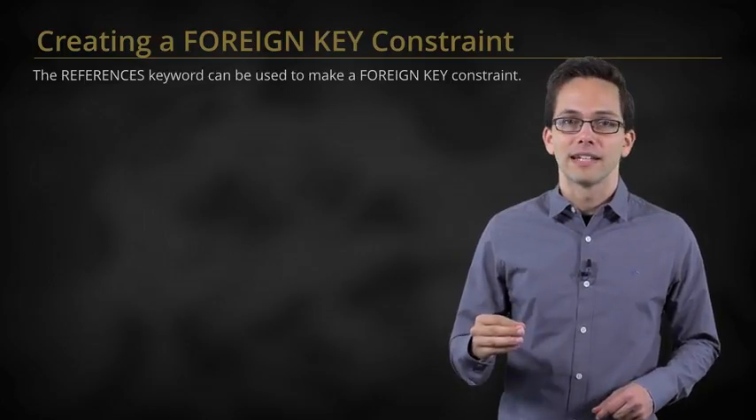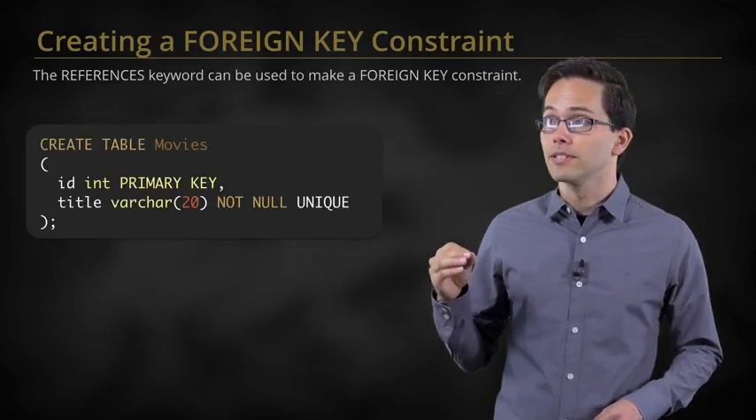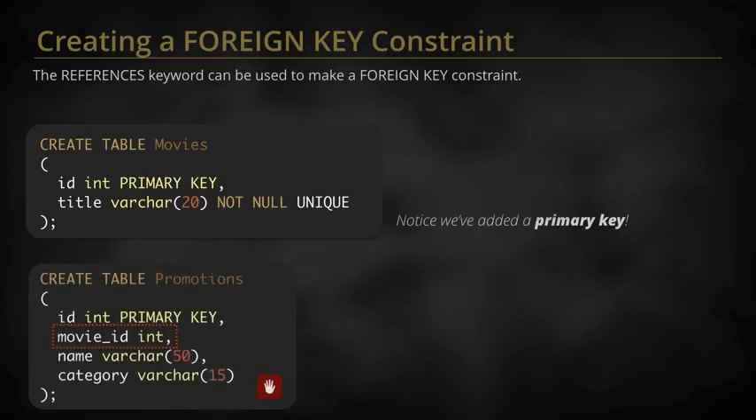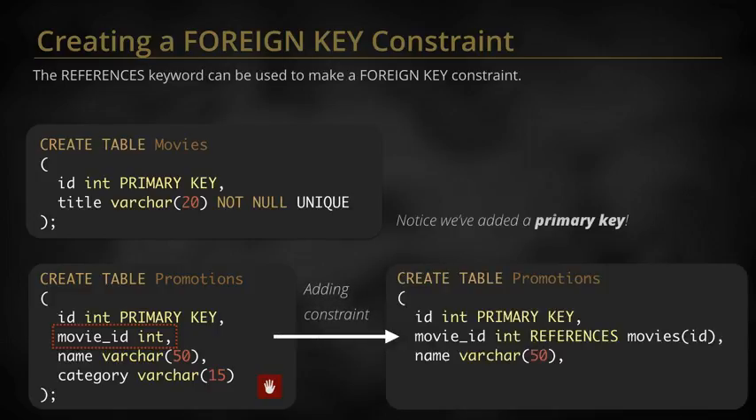But before we get into that, we need to take a look at our create table statements. Here you see we have create table movies. We have ID as the primary key. We haven't seen that before until now, but ID is the primary key. Then down in our create table promotions statement, you can see we now have a foreign key called movie ID. And let's add the new constraint. All we have to do is say movie ID int references movies ID. That creates our foreign key constraint.